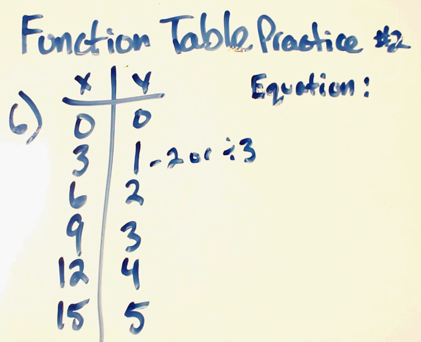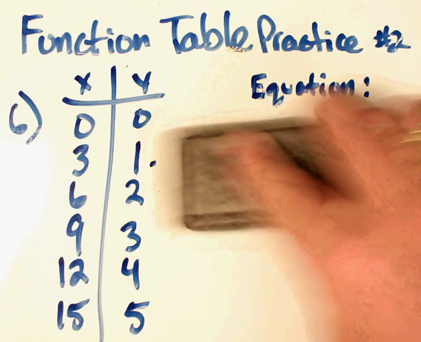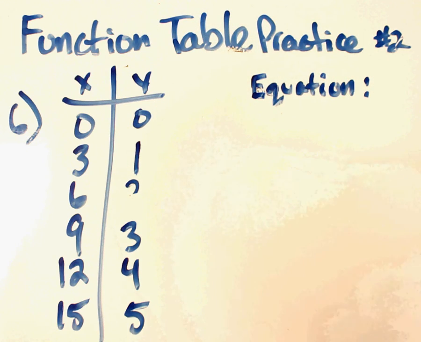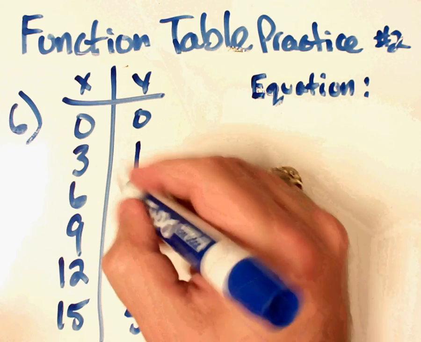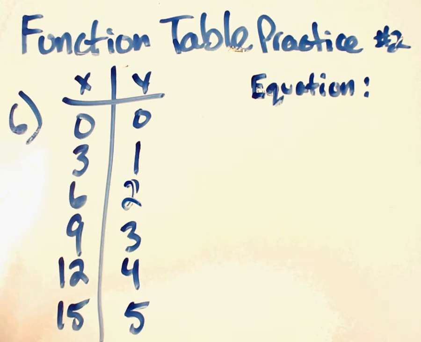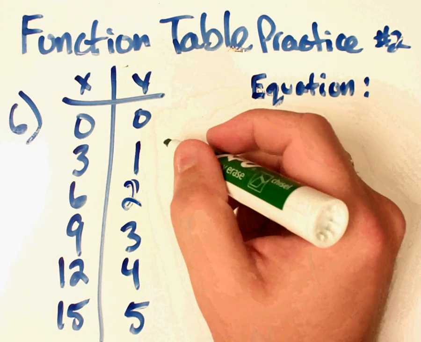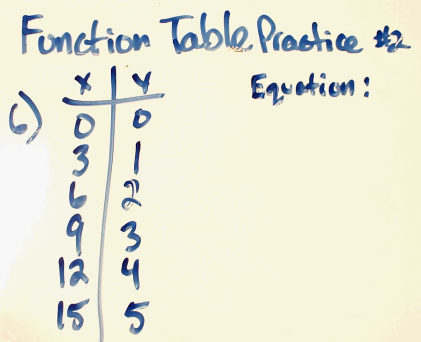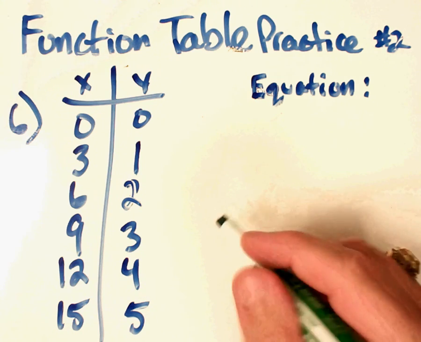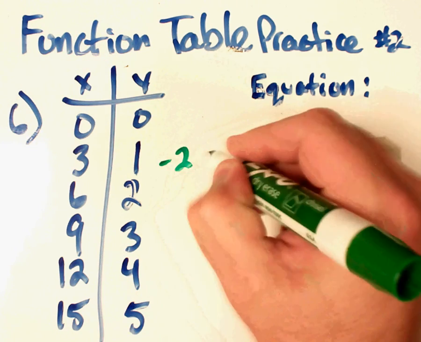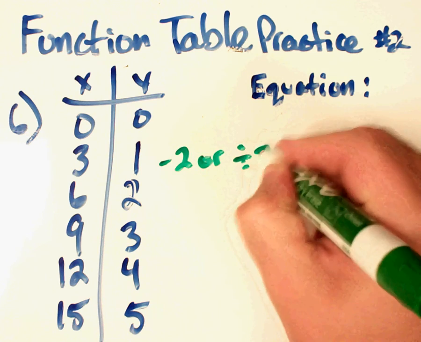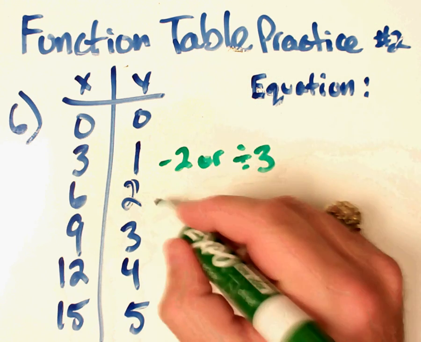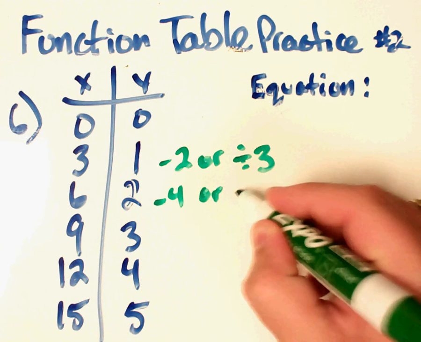You know what? I did it in green earlier. Let me do it in green again so you can really clearly see the difference. Erase my 2. All right, so we're going to skip 0, 0 because, again, that doesn't really tell us anything. We will use that later, though, to connect whatever we decide we think is happening. All right, so 3 to 1, I'm either subtracting 2 or I'm dividing by 3. All right, 6 to 2, I'm either subtracting 4 or I'm dividing by 3.